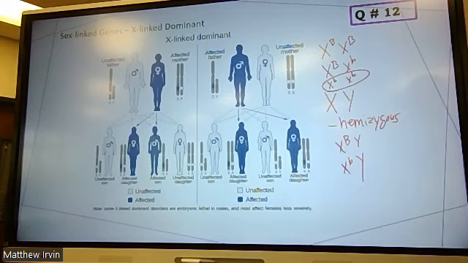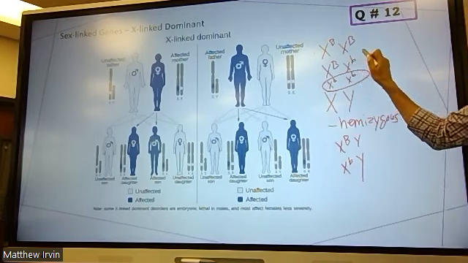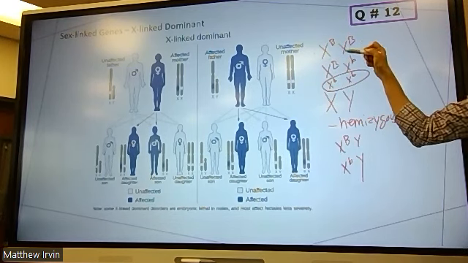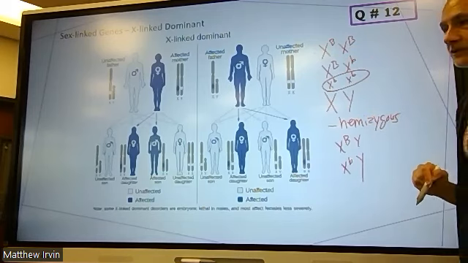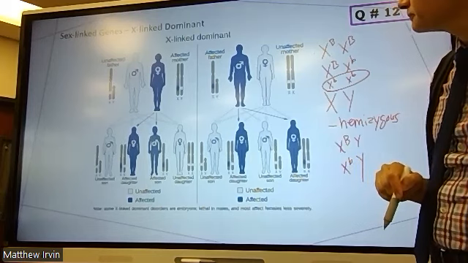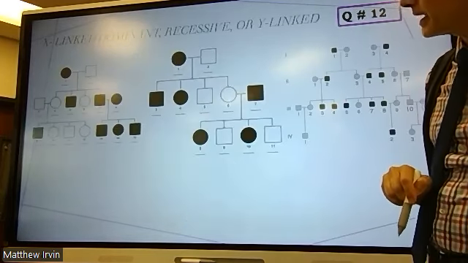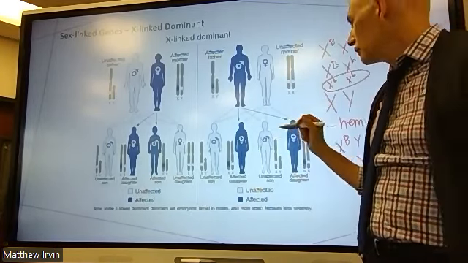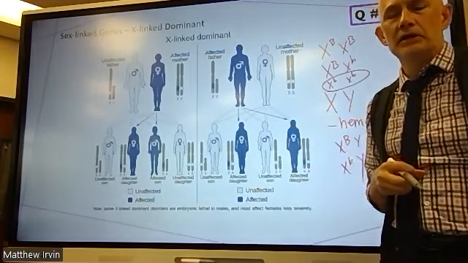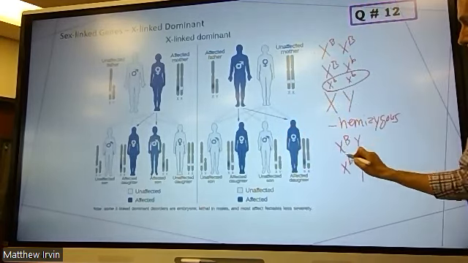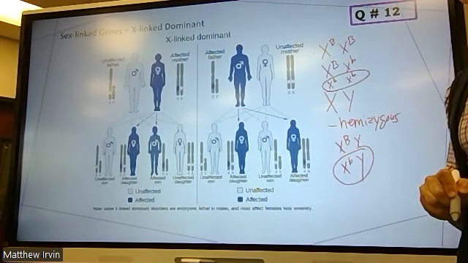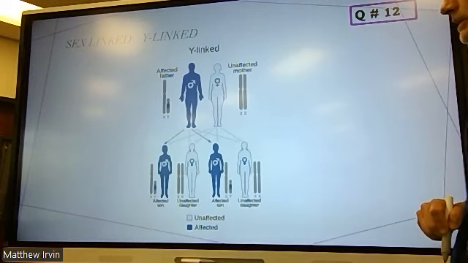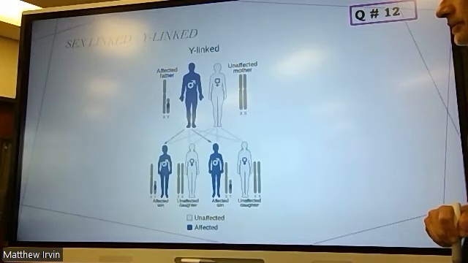So this is why with dominant traits, you will see equal expression between males and females because the females only need one trait. But with X-linked recessives, you will see a higher probability in males because males only need one trait to show it. You can't have Y-linked traits in females. That's only going to go from fathers to sons, and that will never be passed to a daughter.